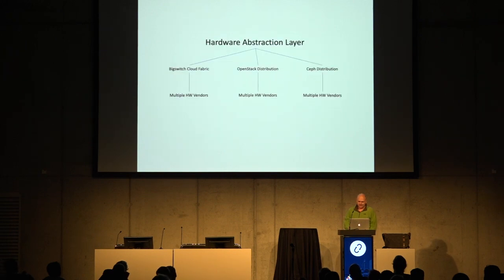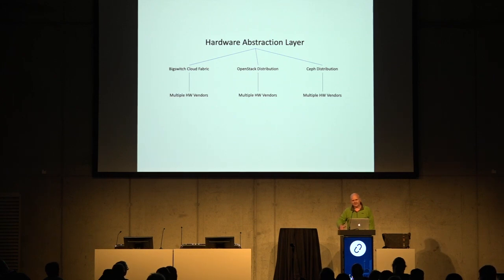The more important point of view is that we have defined something like a hardware abstraction layer. A hardware abstraction layer where we have the OpenStack distribution in the middle, and multiple hardware vendors with different controller node and compute node designs where we can choose from, or where the customer can choose from, because this is interesting from our point of view as an integrator as well.